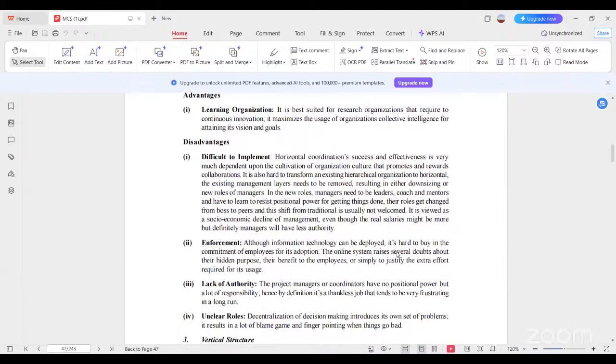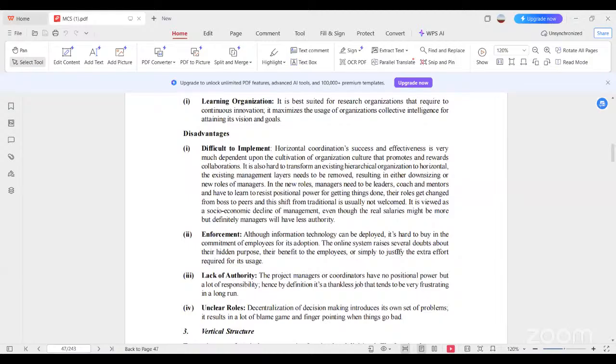Next disadvantage is enforcement. Even with advanced IT systems, employees may resist using them. Doubts may arise about who has to monitor, who has to control, and whom. And some extra effort discourages adoption. Next is lack of authority. Here, project managers have high responsibility but low positional authority, which makes coordination very difficult and stressful.